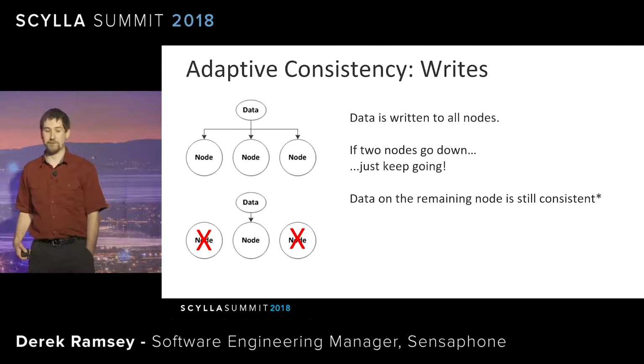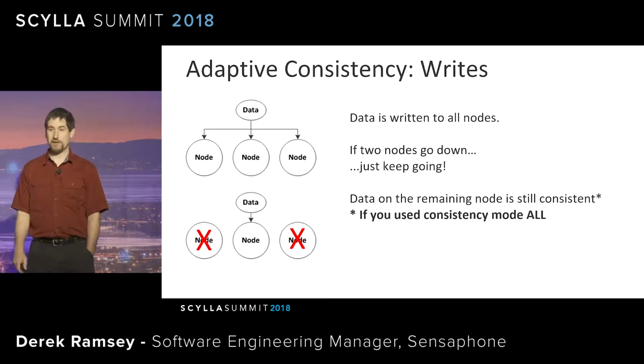Let me illustrate this for you. If data is written to all the nodes and 2 nodes go down in, say, Redis or Mongo, you'd have to stop using the system. But with ValuStor, you can just keep going because the data on the last node is guaranteed to be consistent if you use consistency mode all.